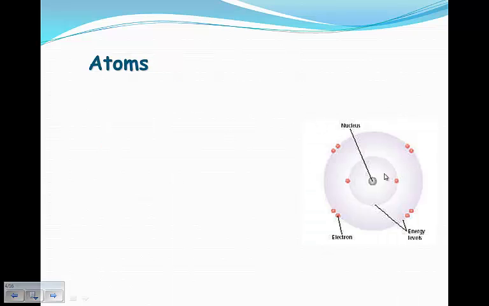Okay, let's take a look at the atom. Here's a picture of the atom. Here's the nucleus. Here are these energy levels. They're also called shells. You'll hear them referred to as valence shells. You'll hear them called orbitals. All of those mean the same thing. It's all the place where the electrons are.